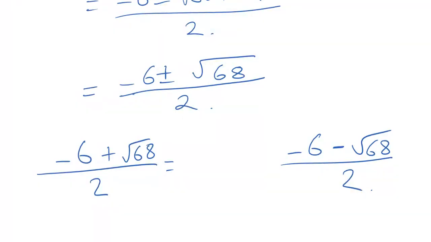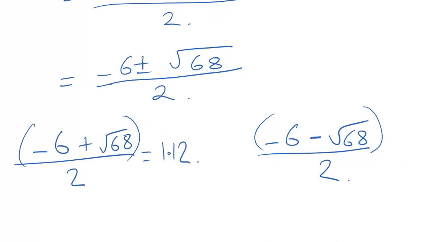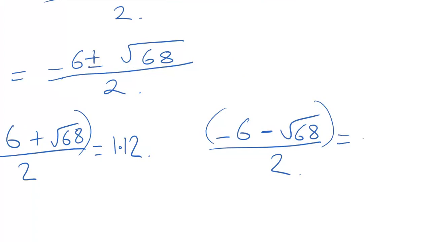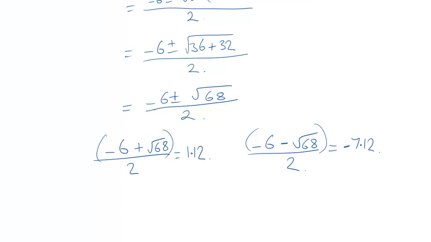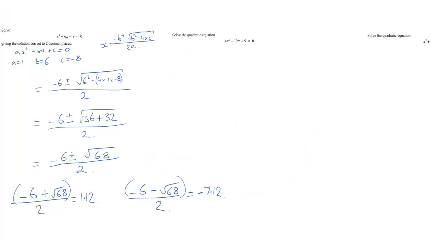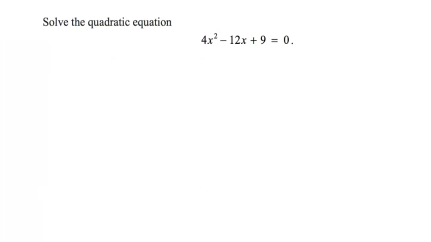The mistake that most people make is that they don't divide the entire fraction by 2, just the first part. So if it helps you to remember, put some brackets on that when you're putting it into a calculator so you don't make a mistake. So if I work out that left-hand one, we are going to end up with 1.12 rounded to 2 decimal places, and the other solution when we do the subtraction is going to be minus 7.12 to 2 decimal places. Okay, so that's an example of a quadratic equation where there are 2 solutions. That doesn't always have to be the case. Let's jump into another example.